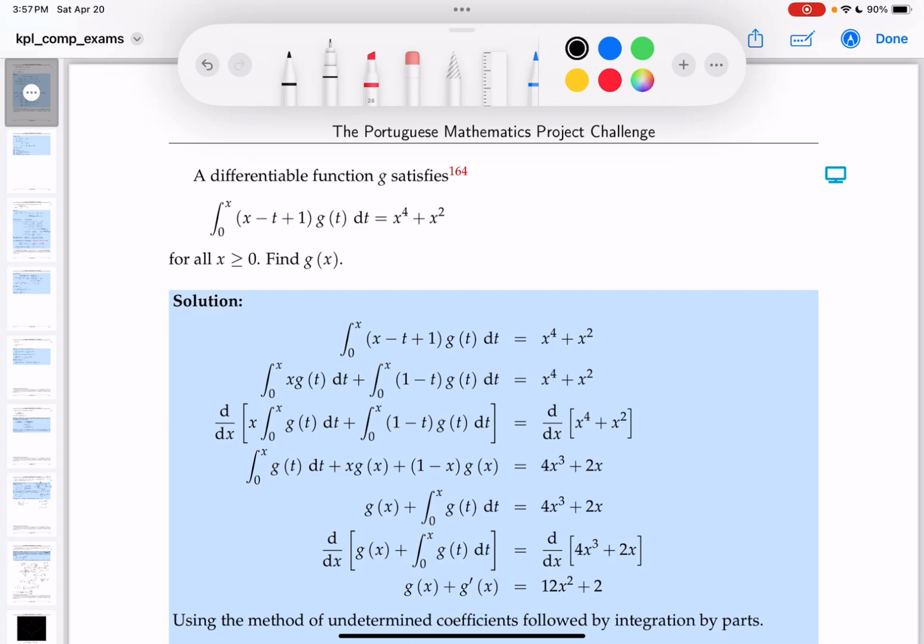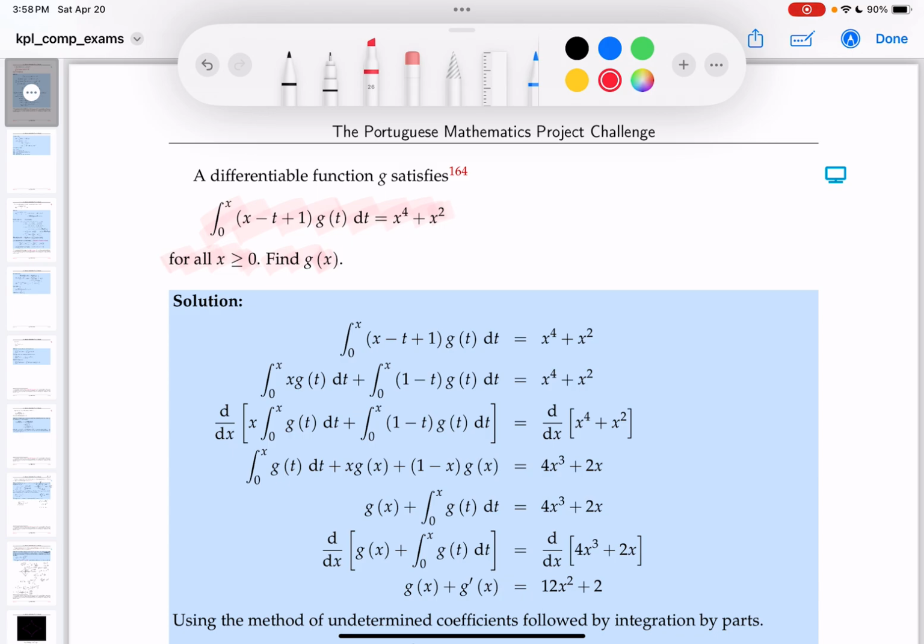Okay, so it's a differentiable function g that satisfies this over here. And this is the part where I read this and ask, what do I do? You have to understand there's a method to get to the answer. It's true for x greater than or equal to 0, and we need to find g of x. All right, so they give me something, and they want me to find something.